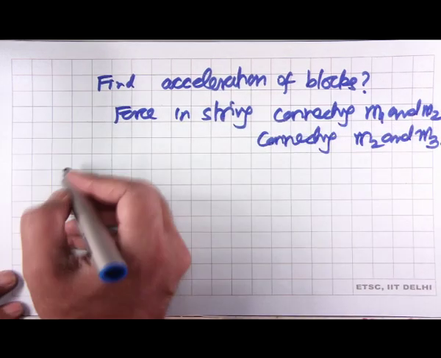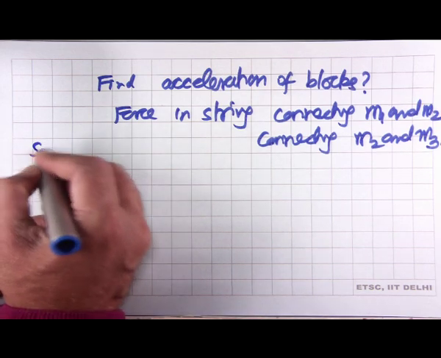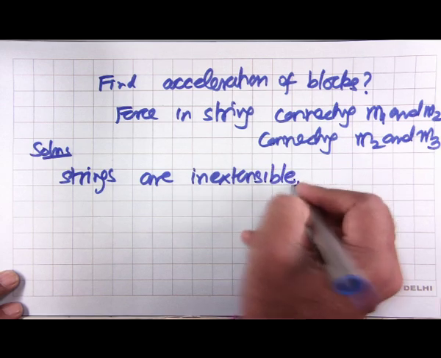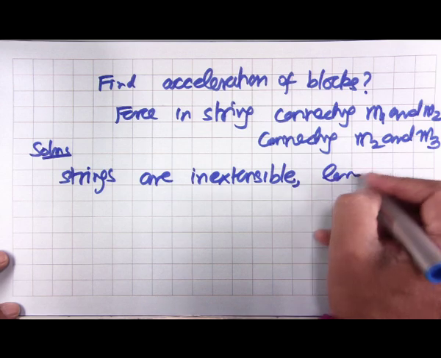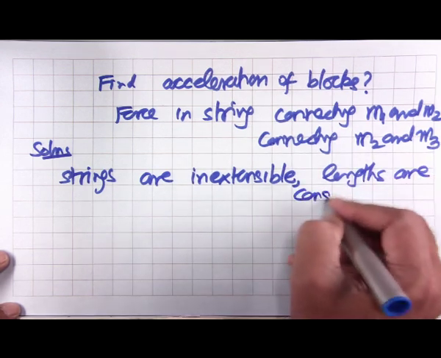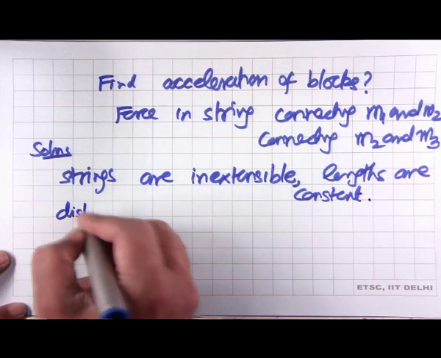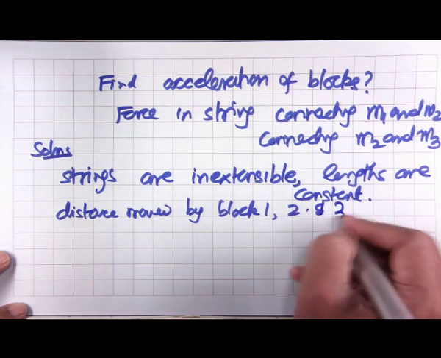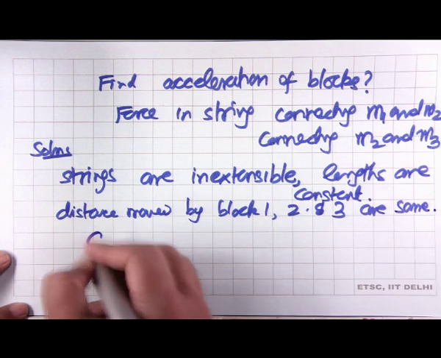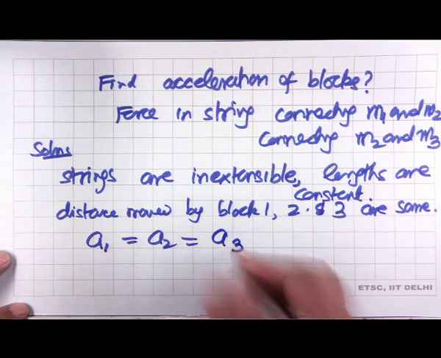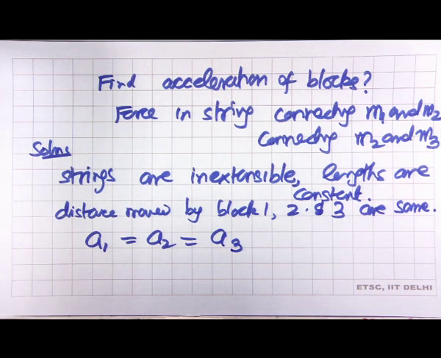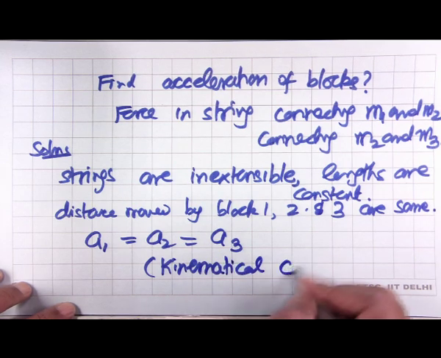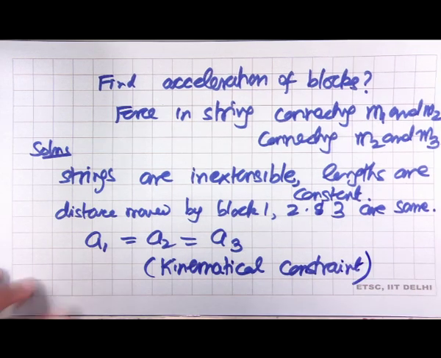Now, if the strings are inextensible, that means the lengths are constant, and if the lengths are constant, then the distance moved by block 1, 2 and 3 are same, and what this gives us is acceleration of block 1 must be equal to acceleration of block 2 must be equal to acceleration of block 3, and this we can call the kinematical constraint which we get on this multi-body problem.